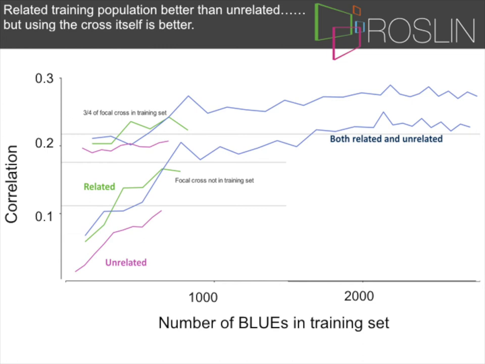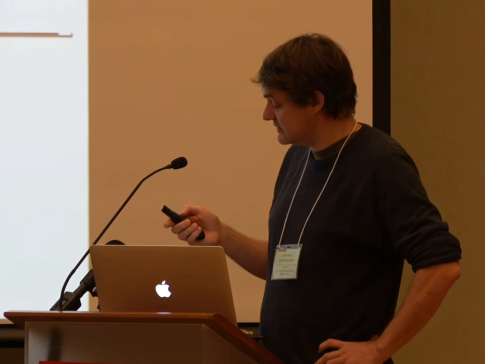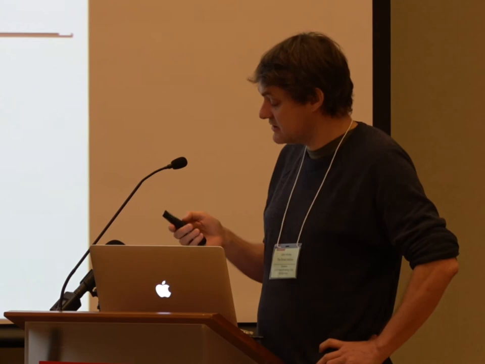So now the data became stuff from other crosses plus some number of individuals from the focal cross to predict unphenotyped individuals in the focal cross. And by doing that, we were again, as one would expect, able to increase the accuracy. So overall, I think for a data set with 3,000 individuals, these are not bad levels of accuracy.